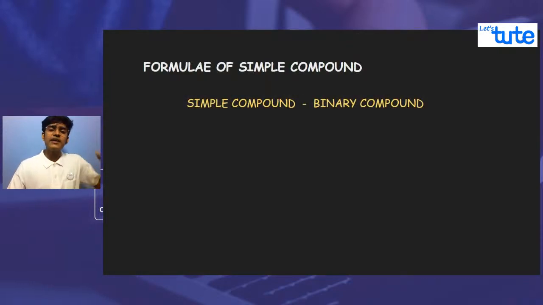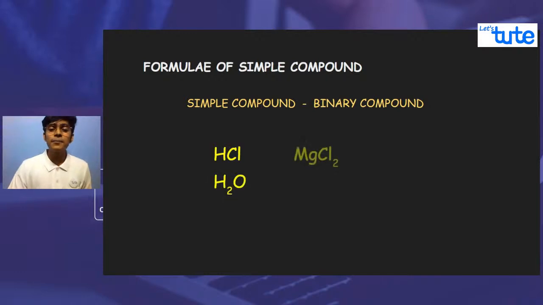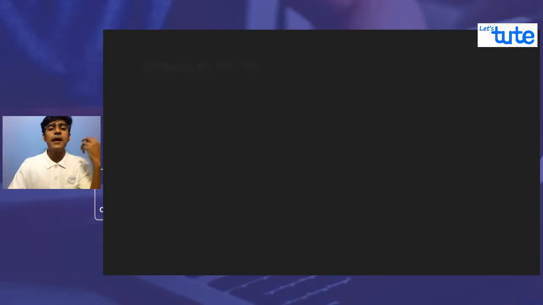We learned that we can find out formulas of complex compounds as well as simple compounds. But we did not learn about complex compounds, because it's kind of complex, so we'll just stick to the simple compounds. Simple compounds are nothing but binary compounds. And what are binary compounds? Binary compounds are compounds of two elements together.